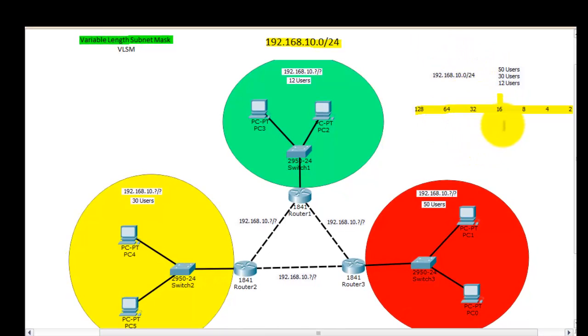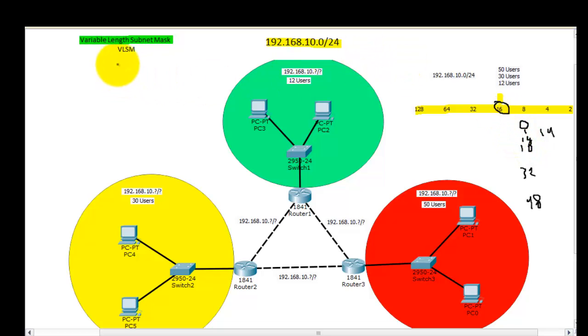In the fixed length, after we find the magic number, for example 16, we just do the increment. Start from 0, 16, 16 plus 16 is 32, plus 16 is 48, and we go on. From 0 to 16, we have 14 hosts, which is from 1 to 14. 15 is the broadcast IP.